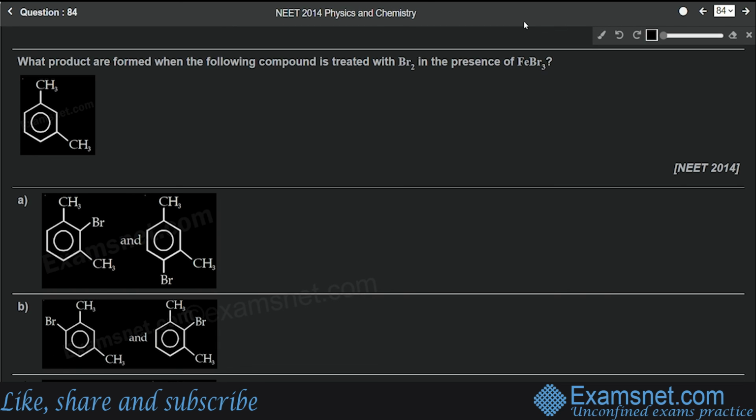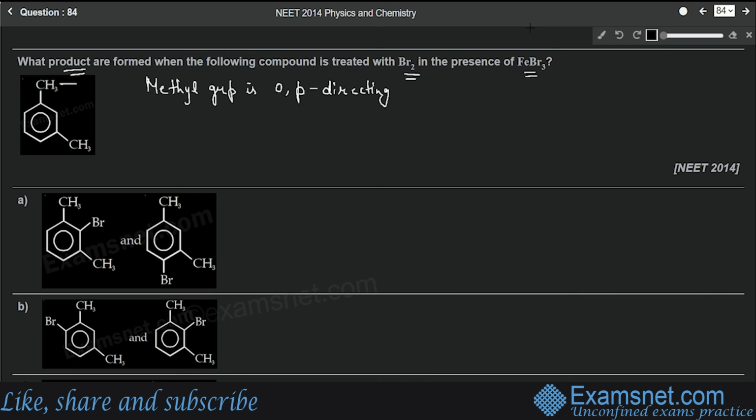Question number 84 is from the chapter Haloalkanes and Haloarenes, and the question is, what products are formed when the following compound is treated with bromine in the presence of FeBr3? So we have two methyl groups attached to the benzene ring, and we know that methyl group is ortho-para directing. That means it will direct the incoming group at ortho and para positions.